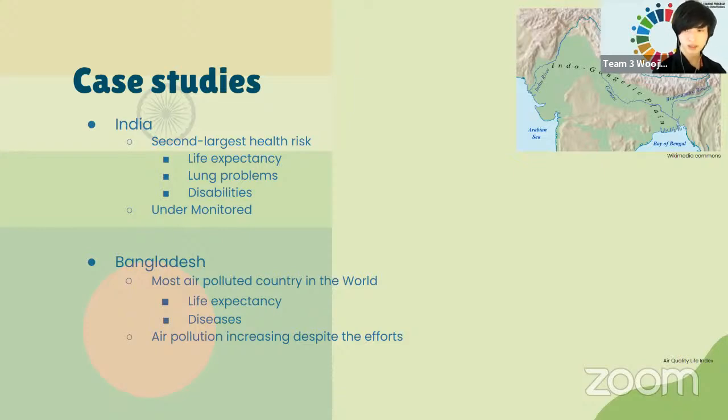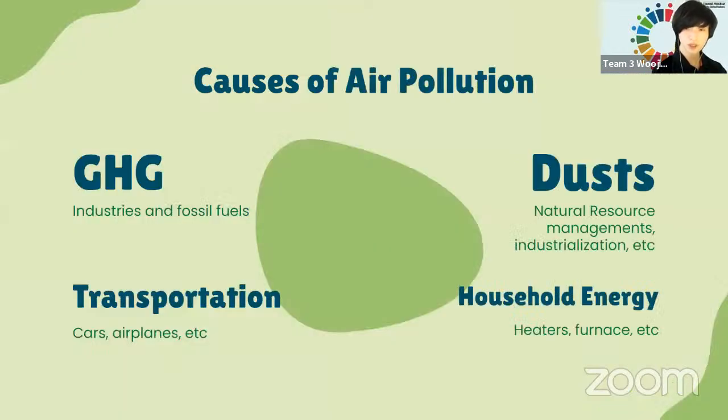Finally, despite the efforts being made in Bangladesh, reports in 2021 say that there was approximately an increase of 7 to 10% in air pollution. So what are the main causes of air pollution by humans?